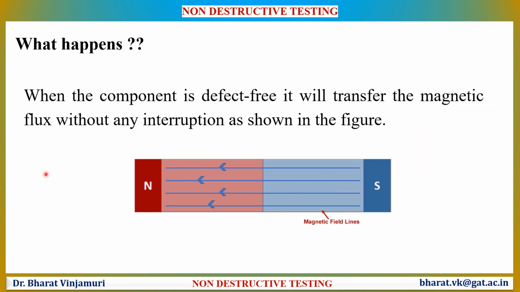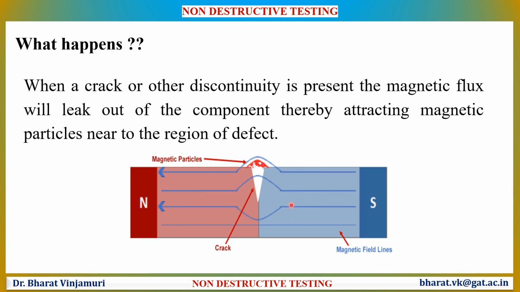Let us understand the basic principle of this process. Whenever the component is defect free or it does not have any cracks, then it will transfer the magnetic flux without any interruption throughout the component as shown in the figure. If the component has a crack or any other discontinuity, then the magnetic flux will leak out of the component, thereby attracting the magnetic particles near to this region of defect, thereby giving a clear visible indication of the defect.